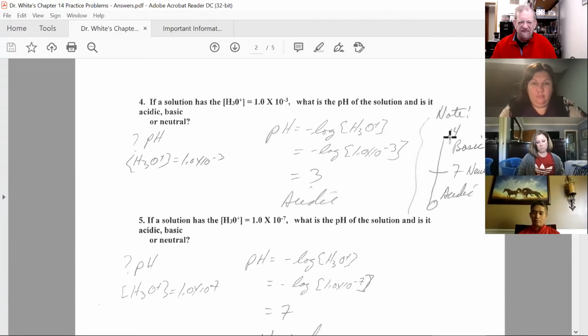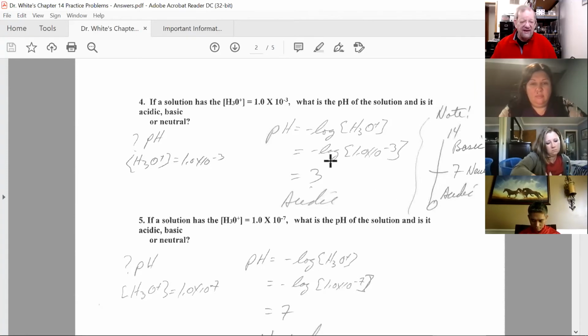pH goes from 0 to 14. At 7, you have neutral pH. That's when the hydronium is equal to the hydroxide ion concentration. When you're above 7, you're basic, hydroxide greater than hydronium. Below 7, acidic, hydronium greater than hydroxide. And if you have something at neutral pH and you add a base to it, the pH number will increase.